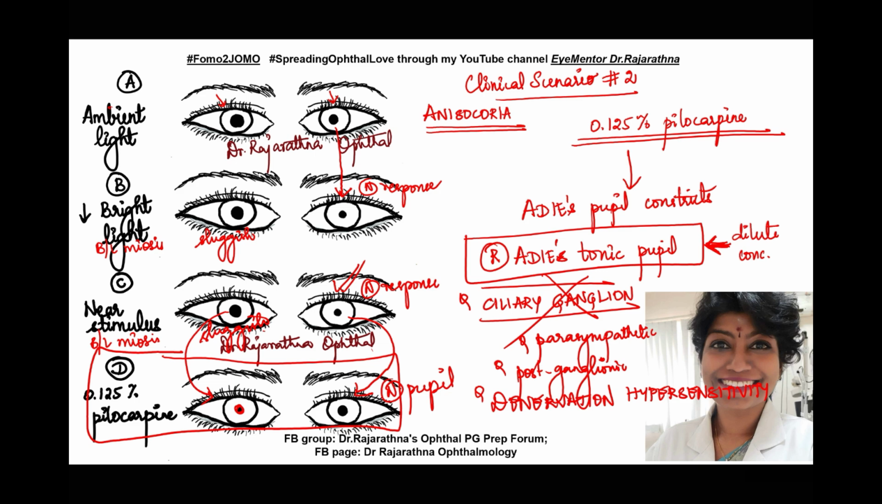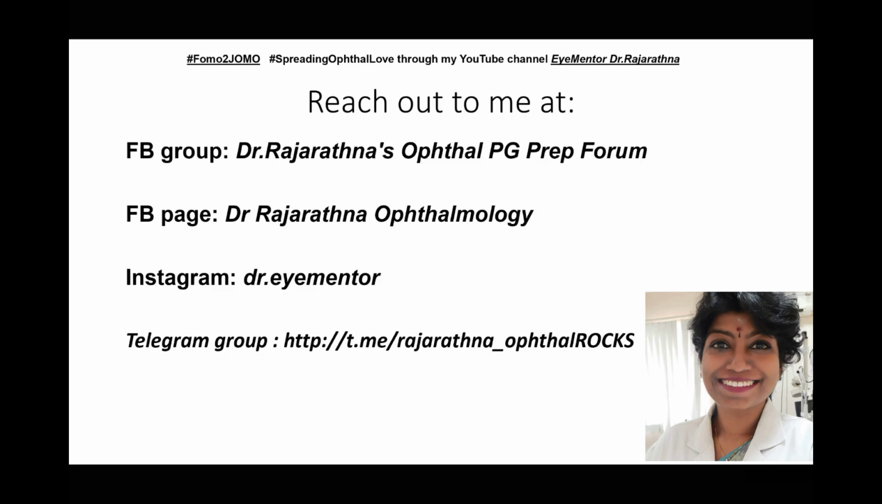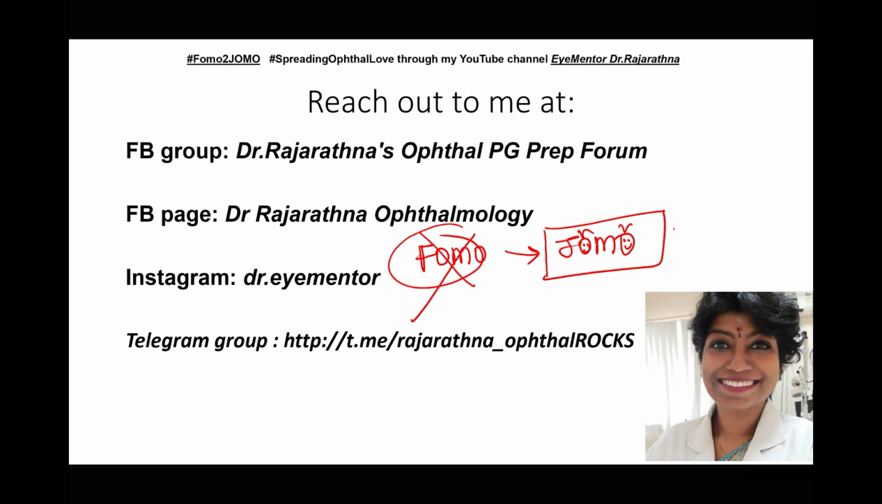Okay guys, I just hope at the end of this OTAD, you have transformed from FOMO to JOMO. Now, what is my JOMO? Joy of mastering ophthal. So, from fear of mysterious ophthal, no more, to JOMO.